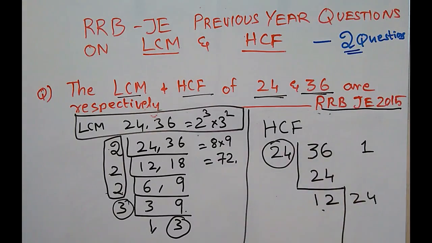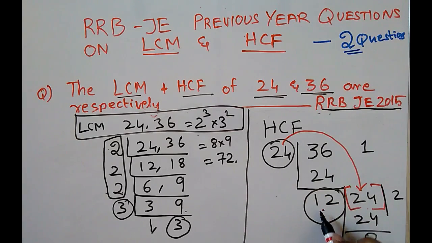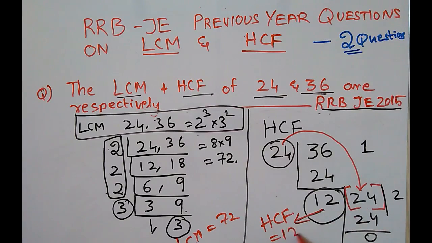Did you get that friends? We are going to bring the divisor here and divide the divisor with the remainder. 12 2s are 24 friends. So what we are getting, the last non-zero remainder is nothing but the HCF. So LCM is 72 and HCF is 12.